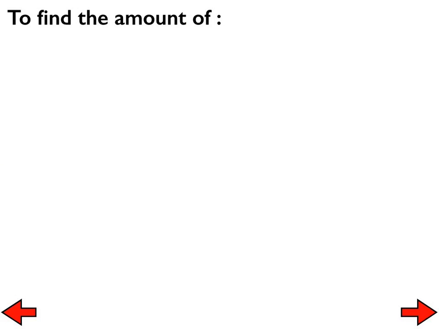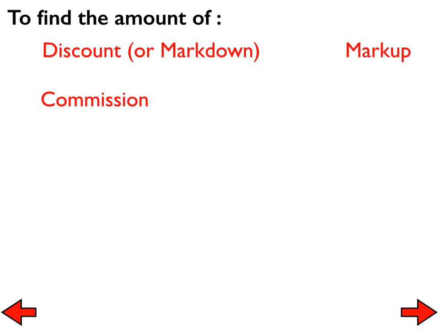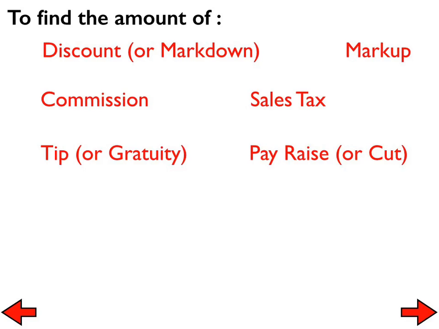So, to refresh your memory, to find the amount of markup or discount or markdown, or the commission, or the sales tax, or tip or gratuity, or a pay raise, or a pay cut, it's simply taking the amount that the discount is or the markup is, turning that into a decimal and multiplying that by the price. We did that 3 lessons ago.